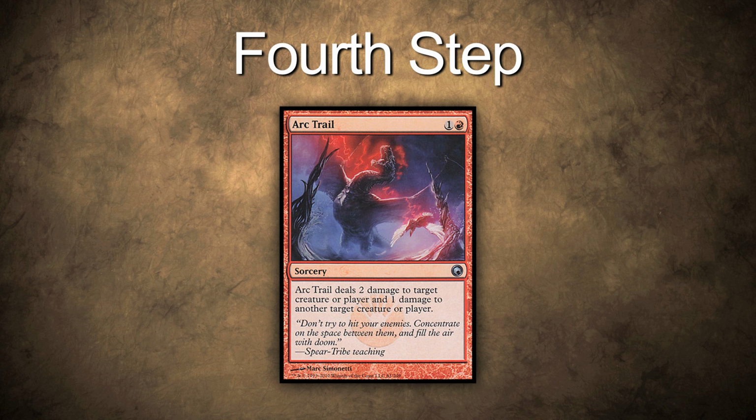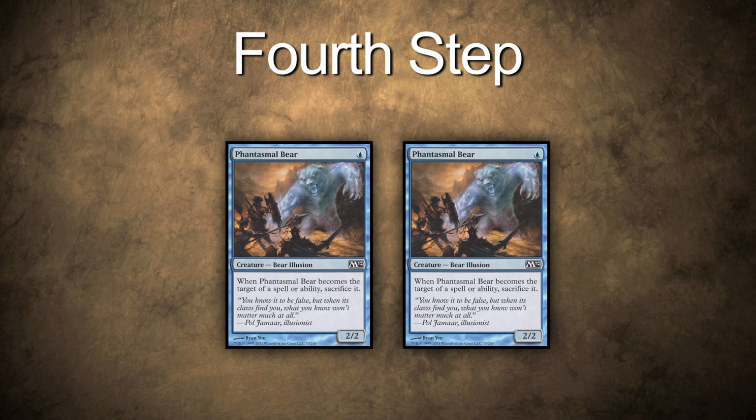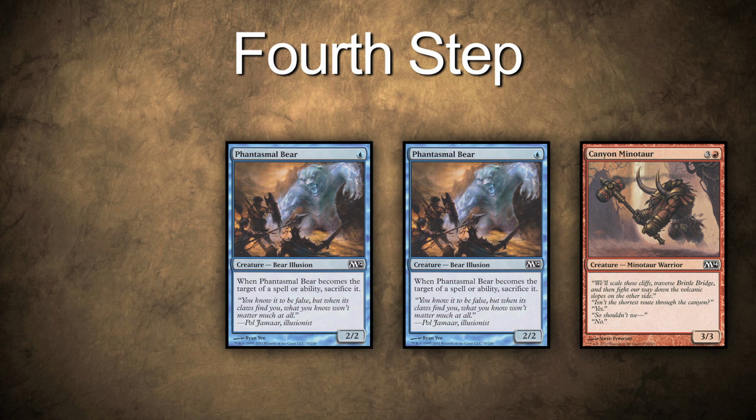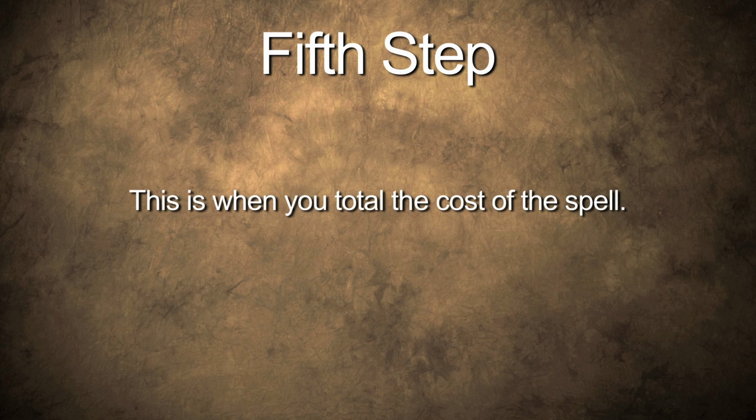Also, when dividing damage, perhaps with Aurelia's Fury, you have to divide the damage between each target. For example, if you control 2 Phantasmal Bears and a Canyon Minotaur, and I cast Aurelia's Fury for X equals 3, targeting each of the images and the Minotaur, then I have to deal at least 1 damage to each creature. I can't select 0 for the bears so that they'll be sacrificed to their own ability and then 3 to the Minotaur.